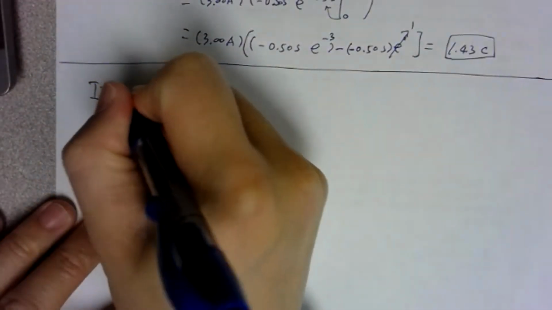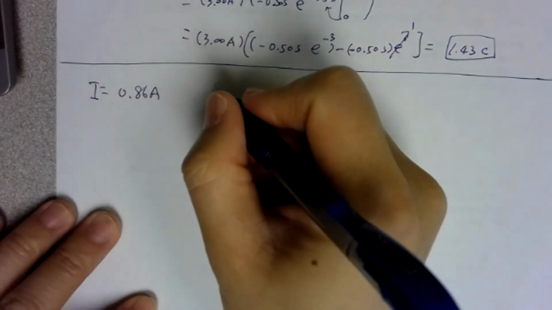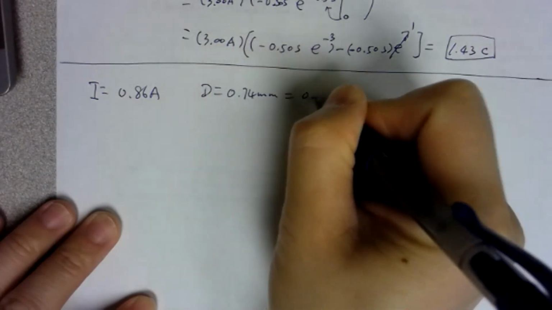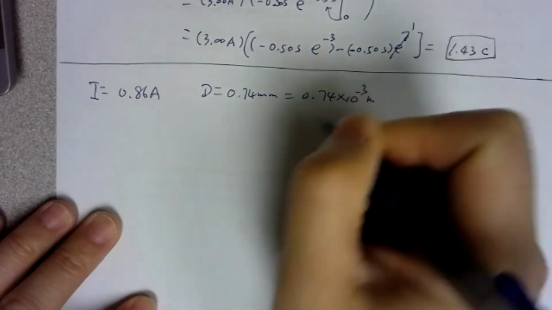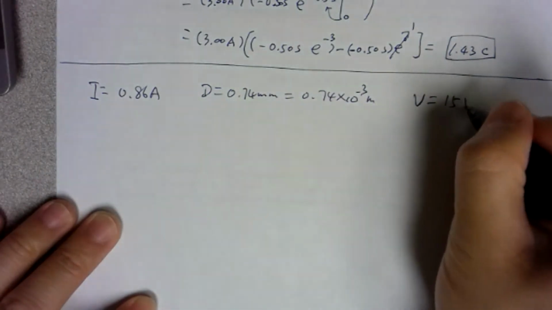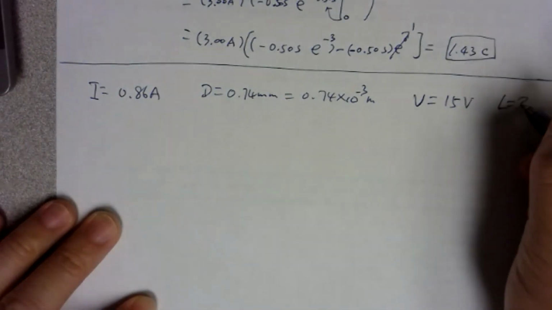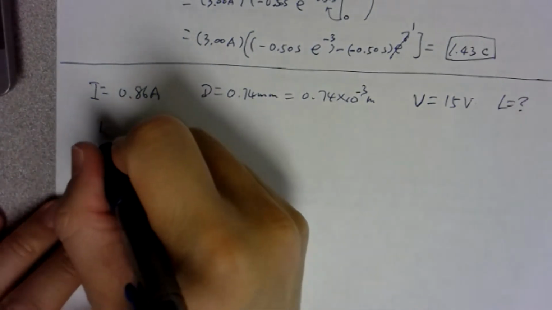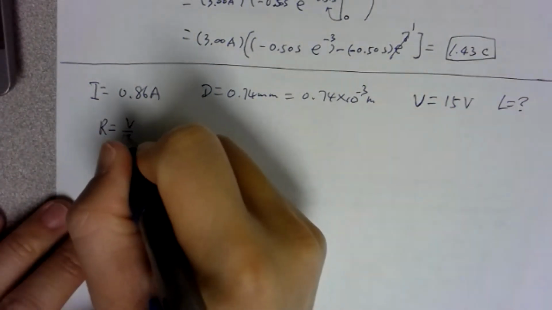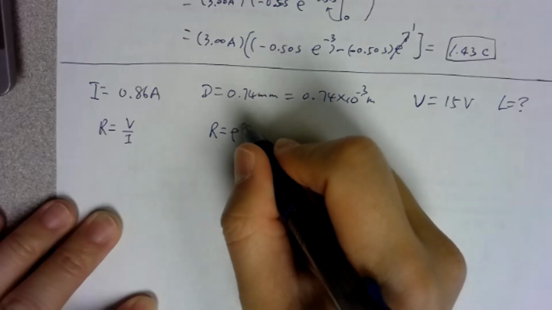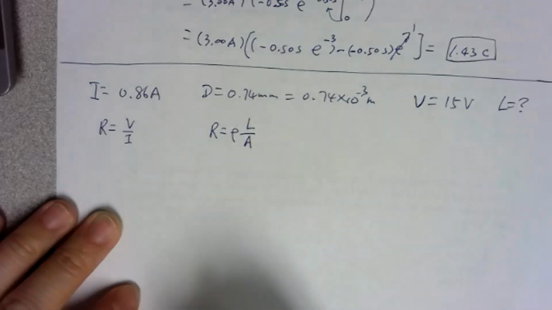It tells us the current I equals 0.86 amps. The copper wire has a diameter of 0.74 millimeters, so 0.74 times 10 to the minus 3 meters. Voltage, 15 volts, okay? It's asking how long is the wire. So Ohm's law will tell you how to calculate resistance, right? And then resistance is related to resistivity and length in that case.